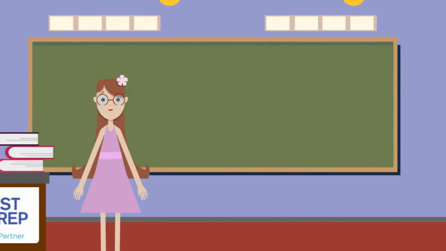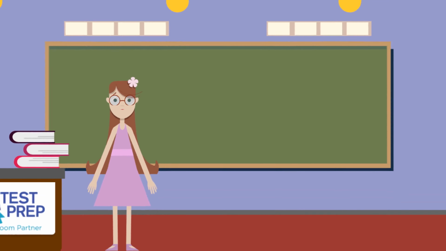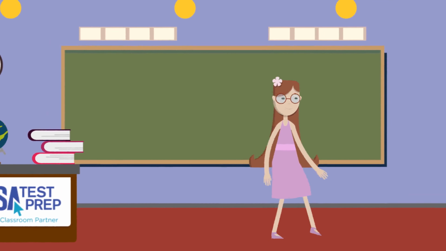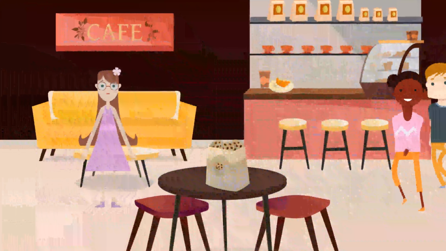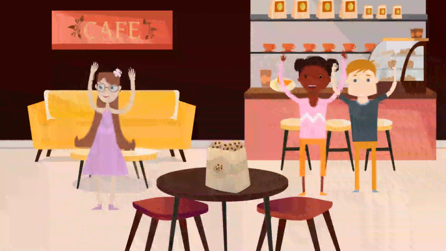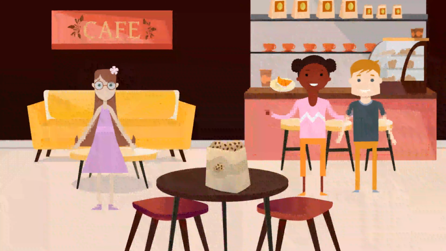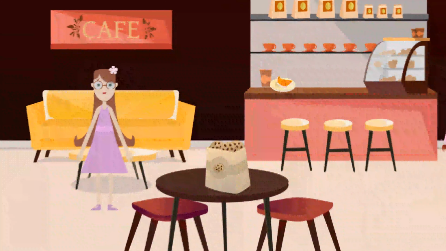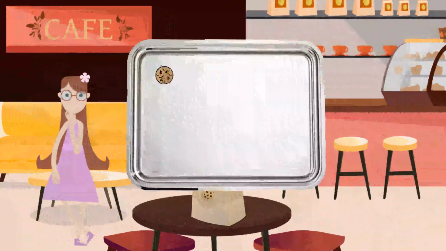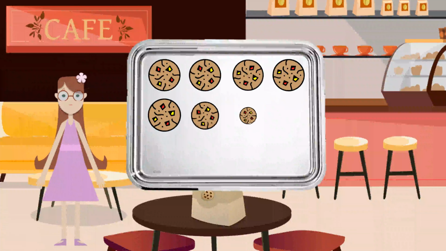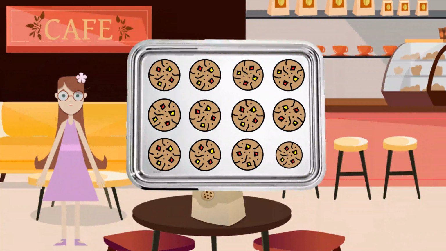Now that we know about adding using arrays, let's practice some more. Meet you at the coffee shop. We are at the coffee shop. Here, I can get a whole tray of cookies for my friends and I to share. How many cookies are on this tray? We can use the rectangular array the cookies are in to help us add.